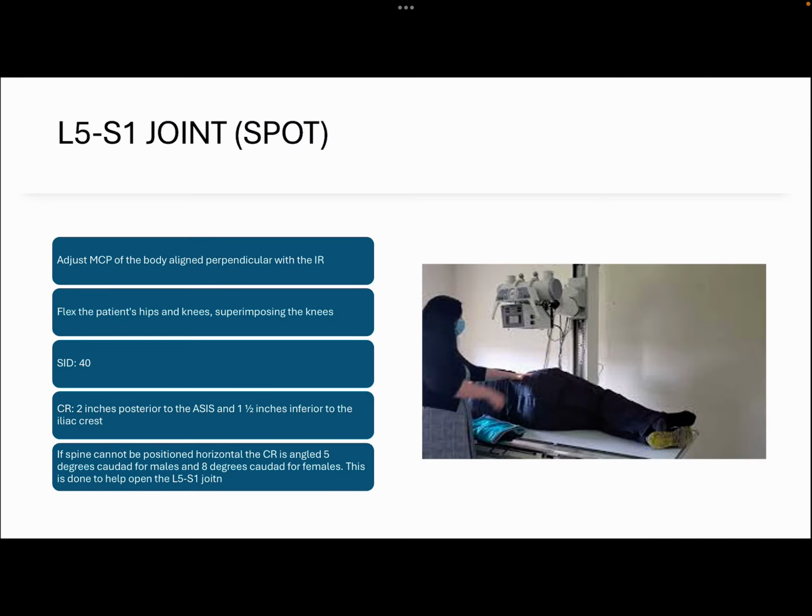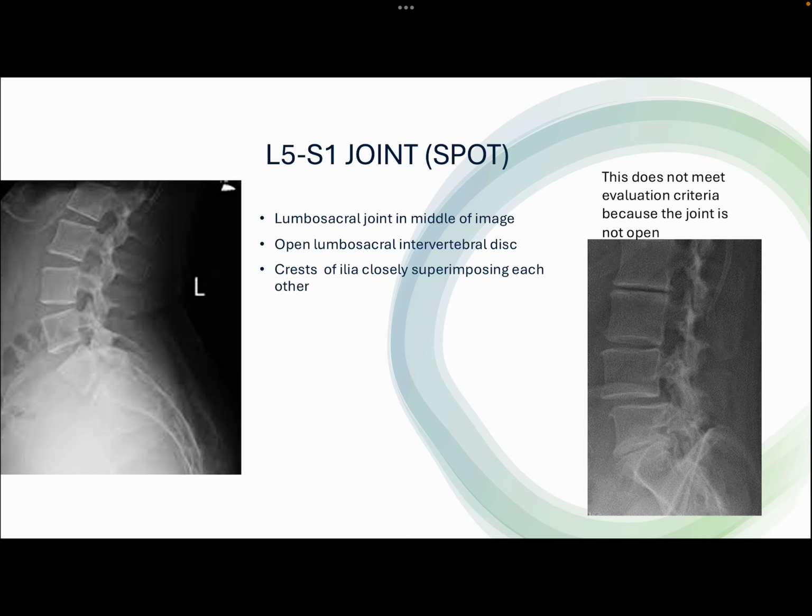L5-S1 joint. This is also called a spot. You keep the patient in the left lateral position, and you again use a 40-inch SID. The central ray for this would be 2 inches posterior to the axis and 1.5 inches inferior to the iliac crest. If you cannot get the spine horizontal, you would angle 5 degrees caudad for males and 8 degrees caudad for females. This is done to help open the L5-S1 joint. The evaluation criteria for the L5-S1 spot is an open intervertebral disc space. The image on the left does meet evaluation criteria because the joint is open and clearly seen. The image on the right does not meet it because the joint is not open all the way.